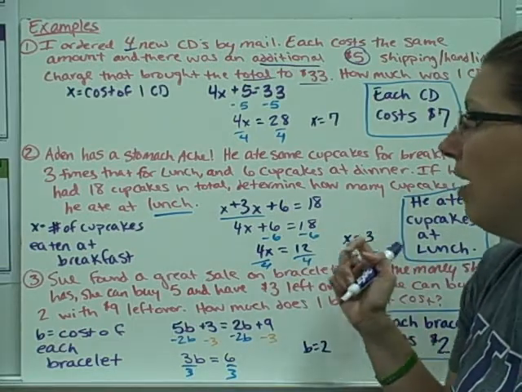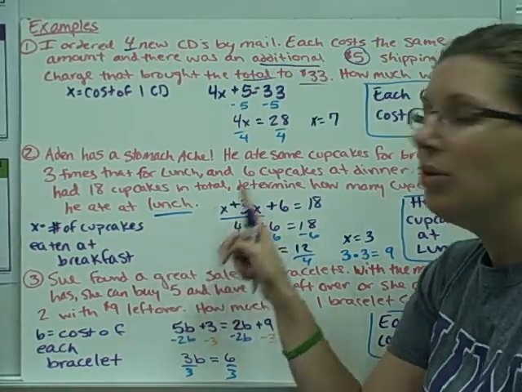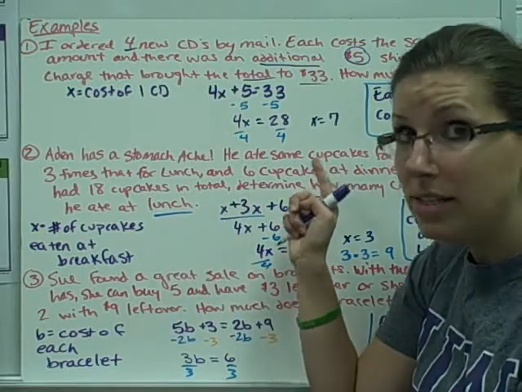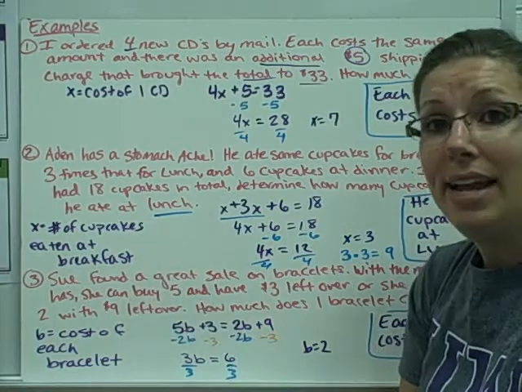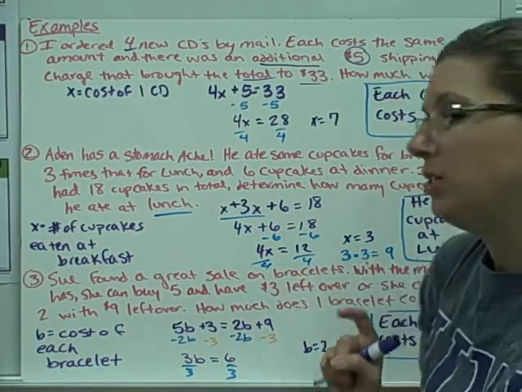So first we need to know how many cupcakes he ate at lunch, but I don't know how many he ate at lunch until I find out how many he ate for breakfast. So that's going to be our unknown, X, the number of cupcakes he ate at breakfast. Once I find that out, then I can go through and answer the question.